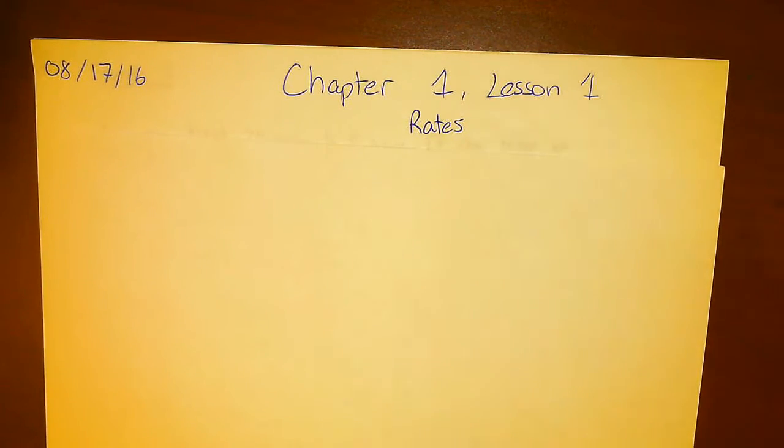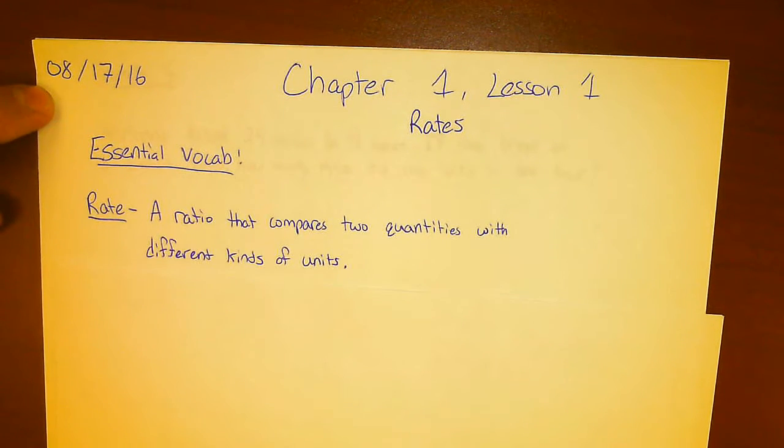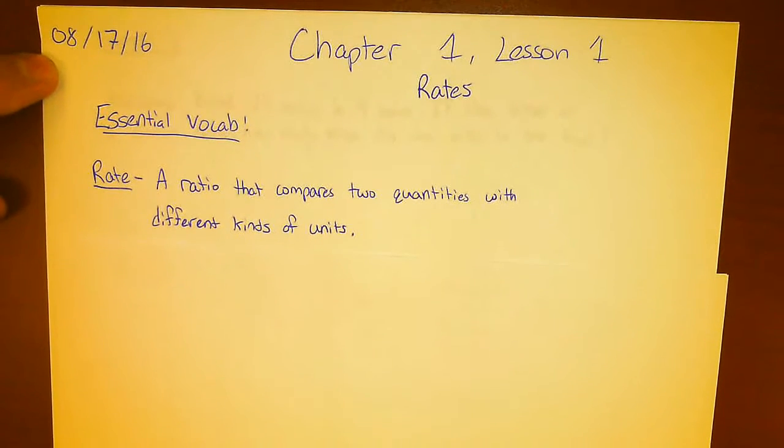Every lesson gets started with some vocab, so we'll start with that first. Our first vocab word is rate, which is a ratio that compares two quantities with different kinds of units.